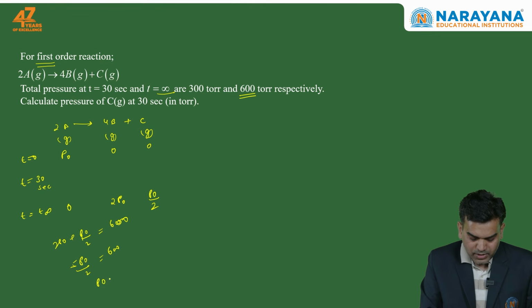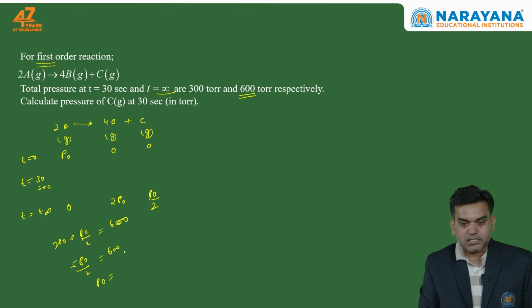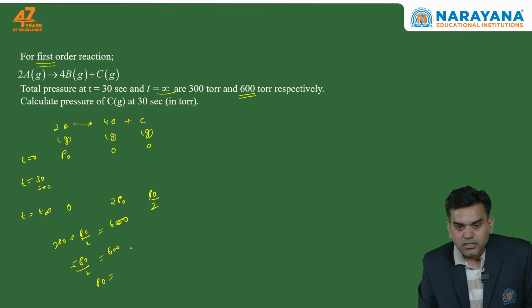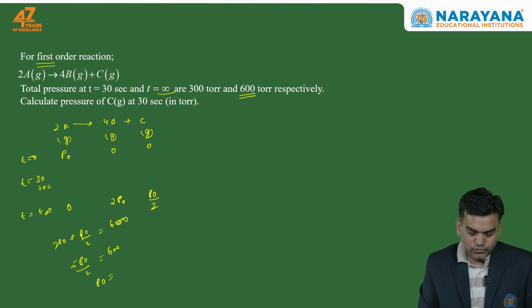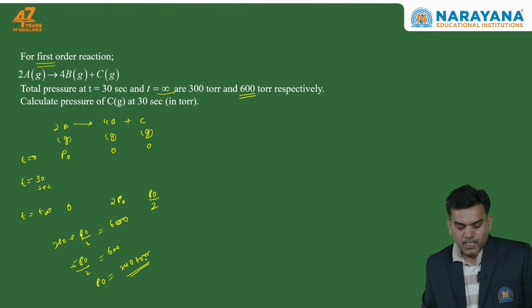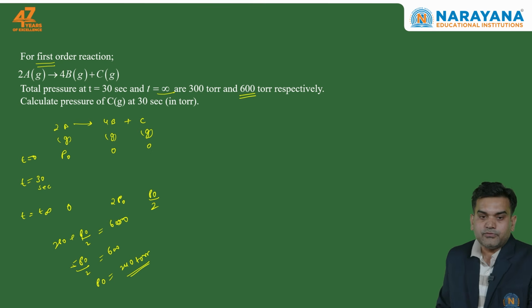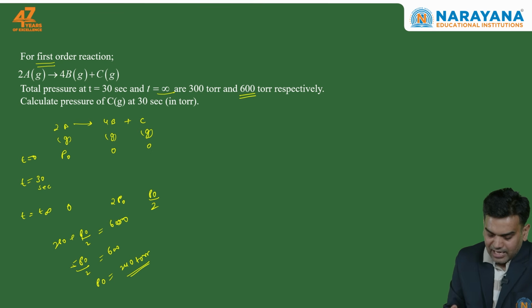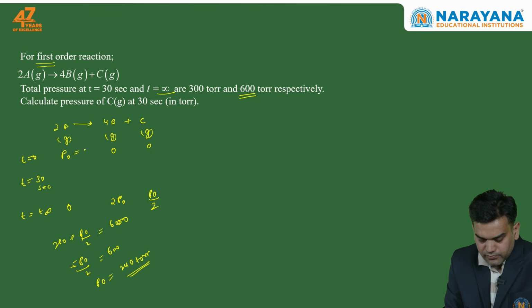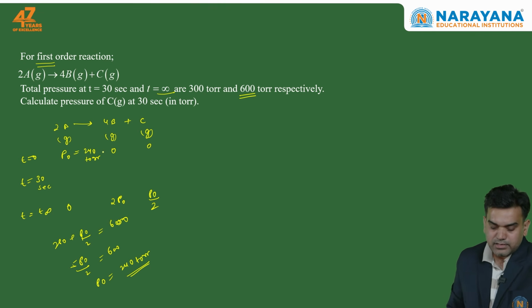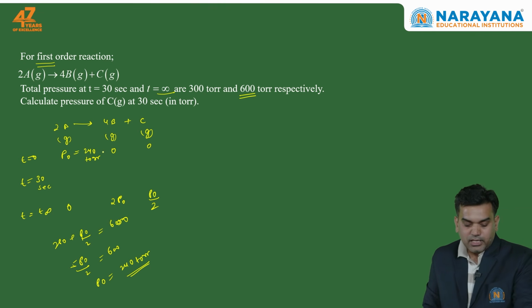So this is 5P naught by 2 is equal to 600. So I can say P naught will be equal to 600 into 2 by 5. So this will be equal to 1200 by 5, which is equal to 240 torr or mmHg we can say. So P naught, it means initially the amount of gas A we had taken was 240 torr. This was the amount that they have taken at the beginning of the reaction.